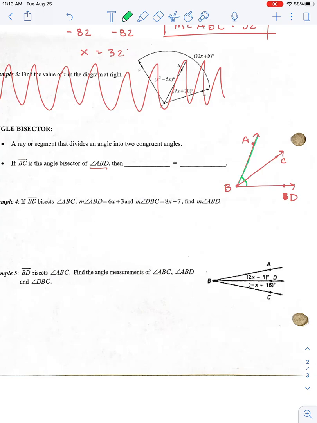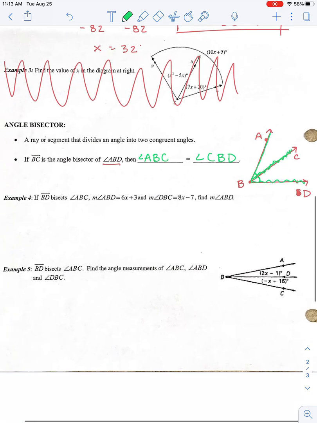So I would see that my first angle here is ABC, which should be equal to angle CBD, because if it's an angle bisector, it cuts it in half.